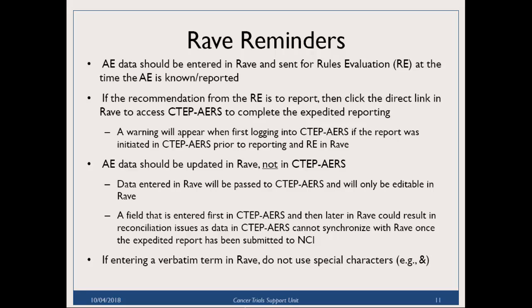Beware that if the report was initiated in CTEP-AERS prior to reporting it in RAVE, then you will get a warning in CTEP-AERS. Adverse event data should be updated in RAVE and not in CTEP-AERS. The data entered in RAVE will be passed to CTEP-AERS, and it will only be editable in RAVE. A field that's entered first in CTEP-AERS and then later in RAVE could result in reconciliation issues since the data in CTEP-AERS can't synchronize with RAVE once the expedited report's been submitted to the NCI.